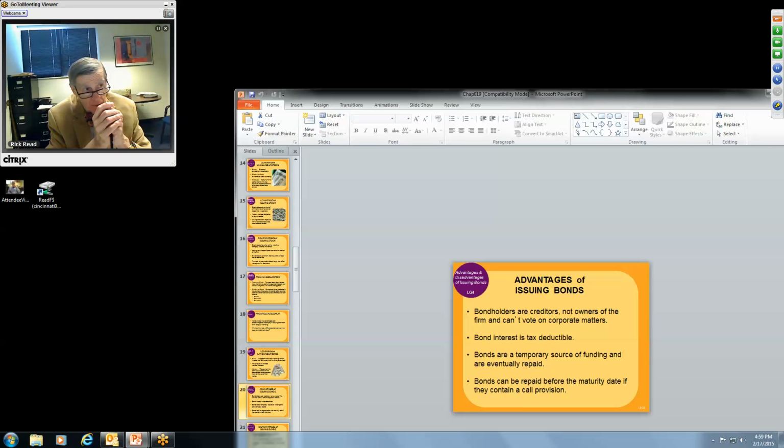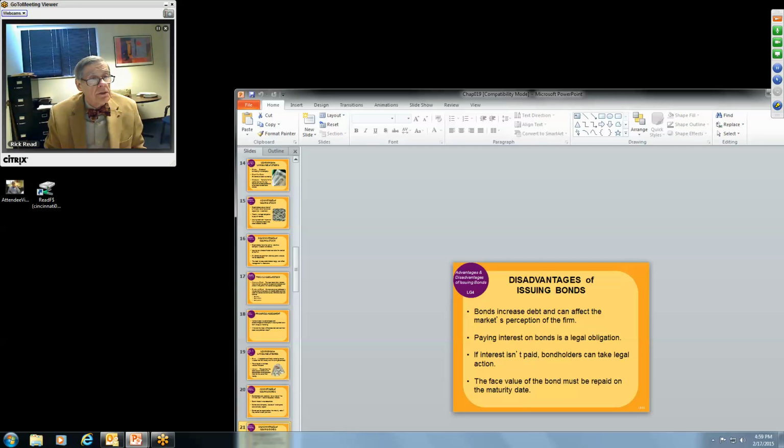Bonds are only a temporary source of funding. You have to remember that, and they must be paid back, plus the interest has to be paid usually on an annual basis. Some are paid quarterly, and they can be set up like that with a quarterly interest rate. And then the other thing is bonds can be repaid before the maturity date if it has a callable provision. So there's some pluses and minuses about bonds that we can look at as opposed to equity financing.